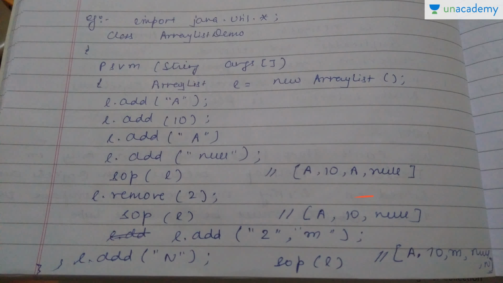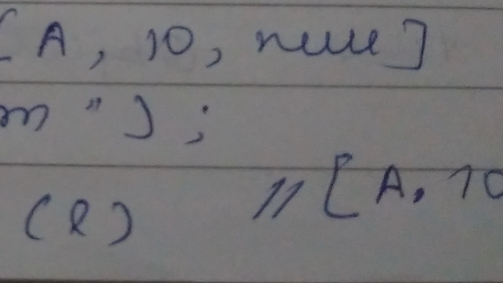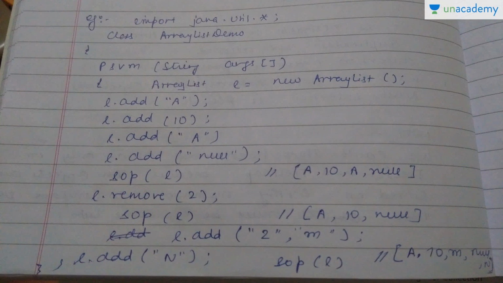Then I have written l.add(2, "m"). This is the index I have provided, and this is where I want to insert. So at the second place, m will be added. Then l.add("n"), I want to add n. If we write System.out.println for the final ArrayList, we'll get this kind of output: A, 10, m, null and n. Since we have added m at the second place, m is inserted after 10, and at the last we have added n.